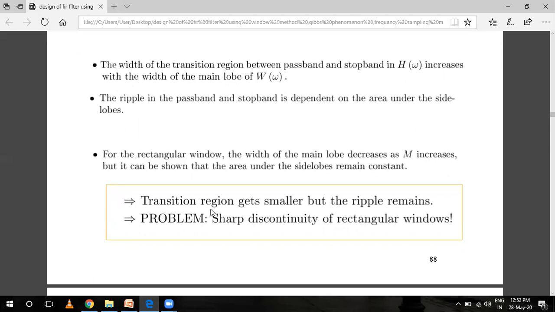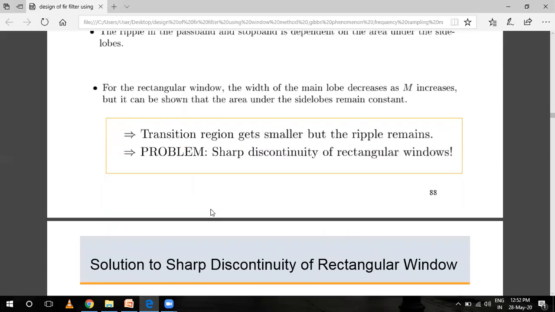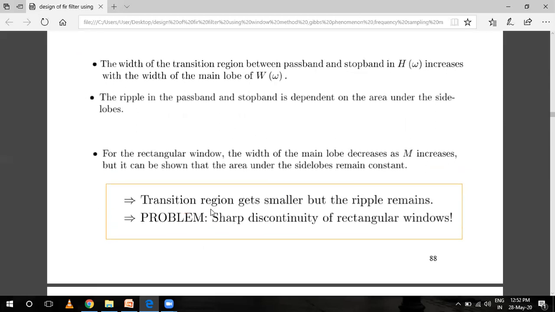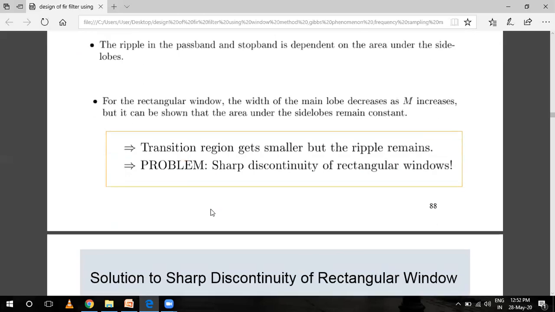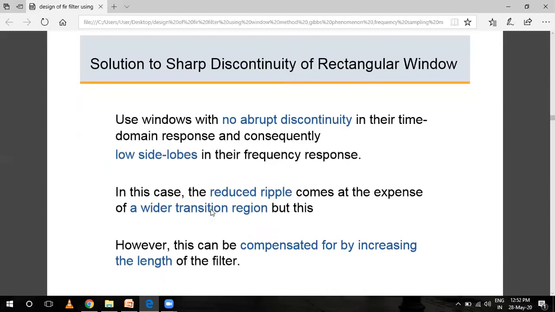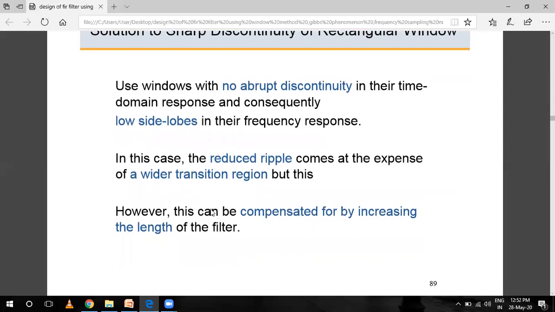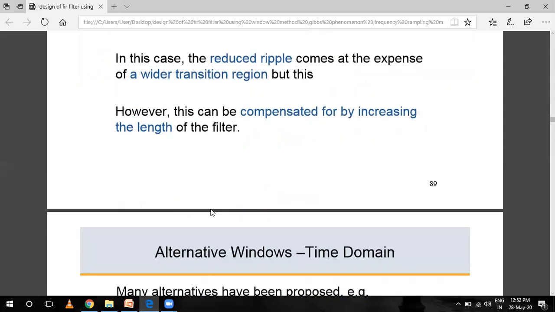For the rectangular window, the width of the main lobe decreases as M increases, but it can be shown that the area of the side lobes remains constant. So the transition region gets smaller, but the ripple remains, and the problem is the sharp discontinuity of the rectangular window. So this is the solution to the sharp discontinuity of the rectangular window: use windows with no abrupt discontinuity in their time domain response and consistently low side lobes in their frequency response. The reduced ripple comes at the expense of a wider transition region, however this can be compensated for by increasing the length of the filter.